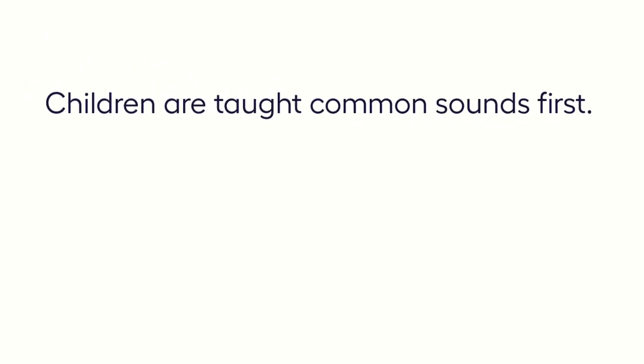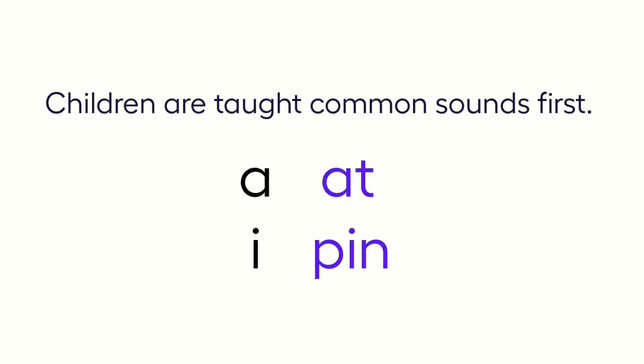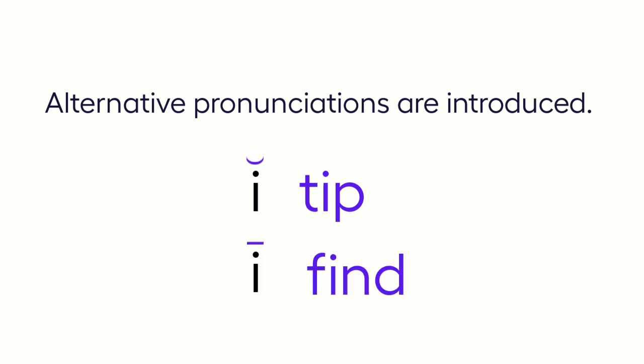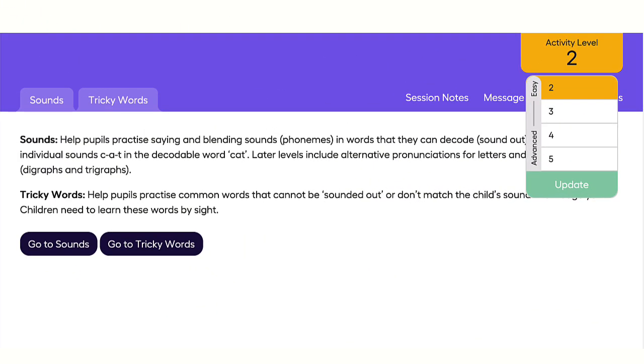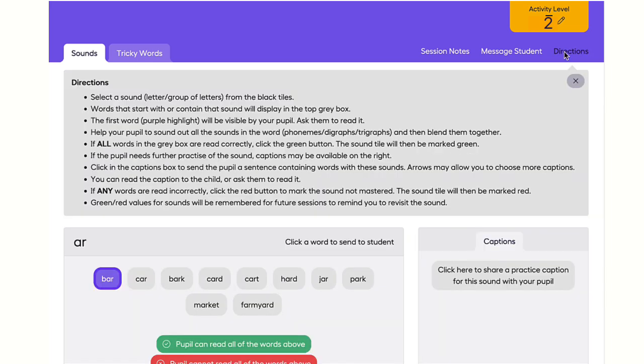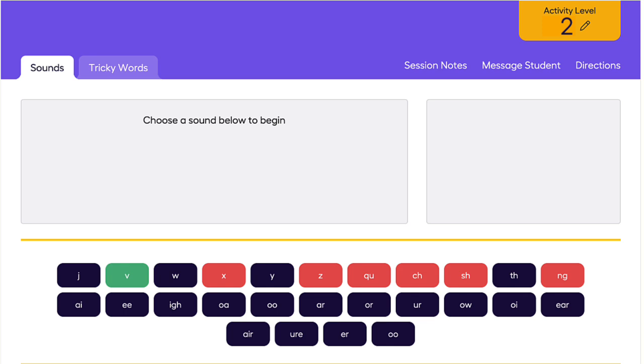Children are taught simple, common sounds first, for example, the a in at or the i in pin, and then, as they progress, teachers gradually introduce alternative pronunciations for these sounds. For example, the short i in tip is pronounced differently to the long i in find, and the latter is taught later. We will use the simplest level, level 2, to explain how flashcards work on our platform. Don't forget, if you need a refresher, directions are always available and can be expanded and closed as needed.